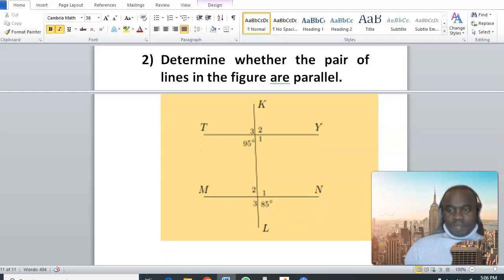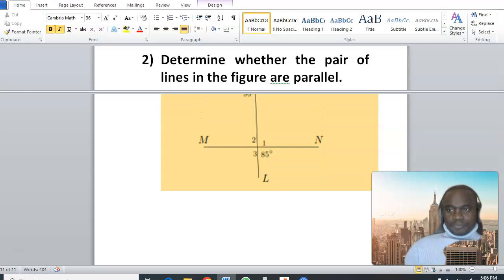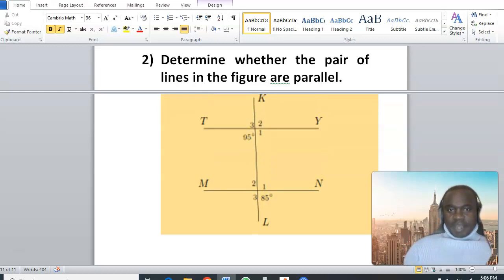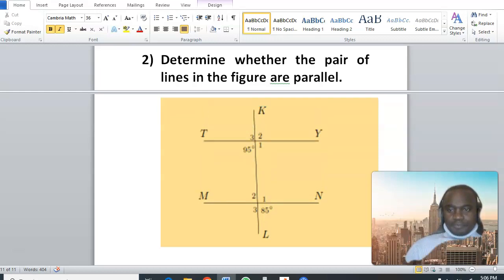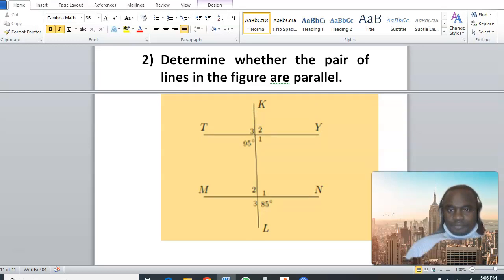So this one, the principles of this world determine whether they are parallel. to you because you are a new creature.